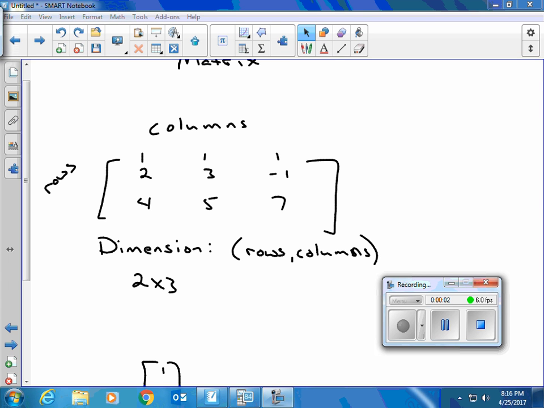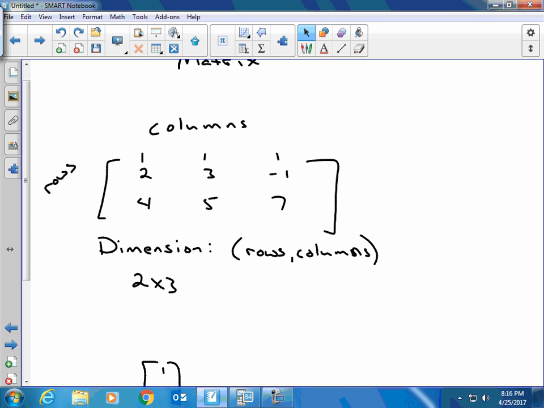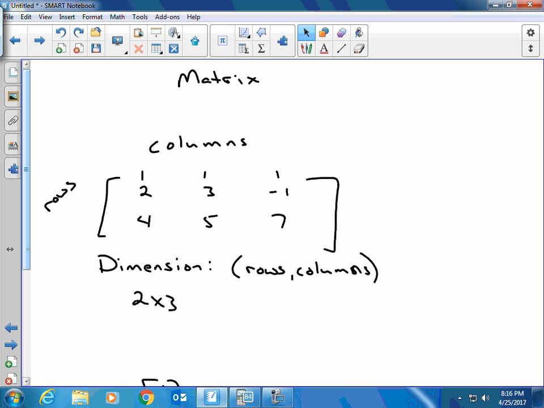All right, the plan for this recording is to talk through this idea of a matrix and how we're going to use a matrix to solve a system of equations. So that is our plan. First thing, what is a matrix?